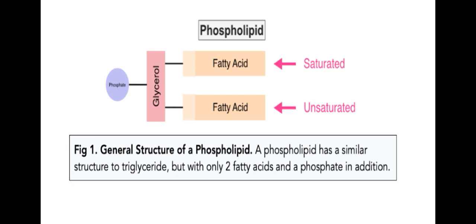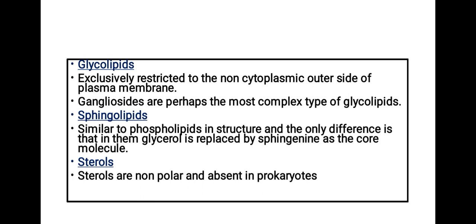General structure of a phospholipid: a phospholipid has a similar structure to a triglyceride, but with only 2 fatty acids and a phosphate in addition. Glycolipids are exclusively restricted to the non-cytoplasmic outer side of the plasma membrane. Gangliosides are perhaps the most complex type of glycolipids.